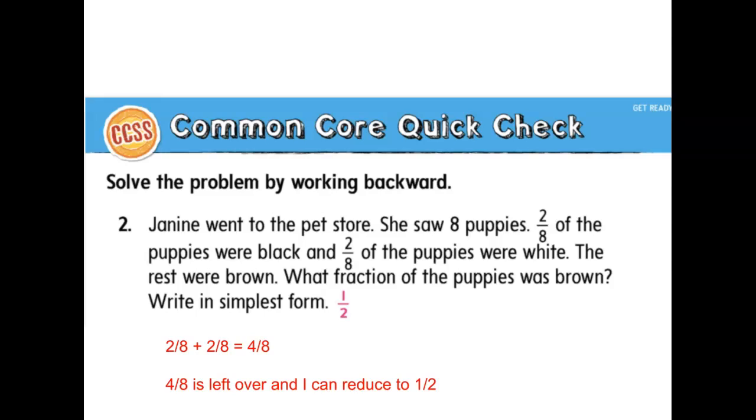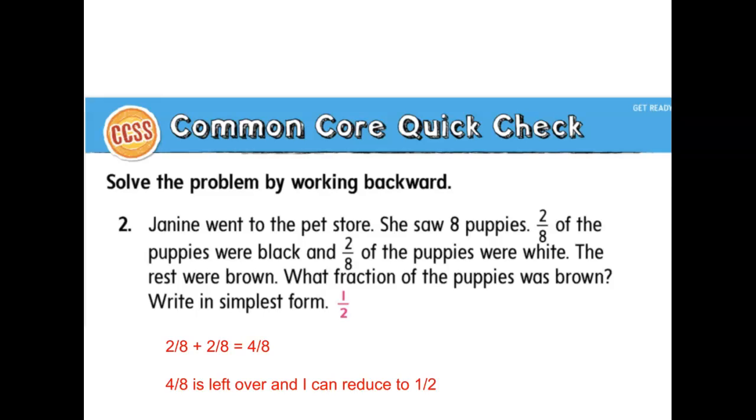Here's another one. Janie went to the pet store. She saw 8 puppies. Well, I know that's going to be the whole. 2/8 of the puppies were black and 2/8 of the puppies were white. Remember that all the puppies that she saw, all in the whole, were 8. The rest were brown. So what fraction of puppies was brown? And we have to always write in simplest form.